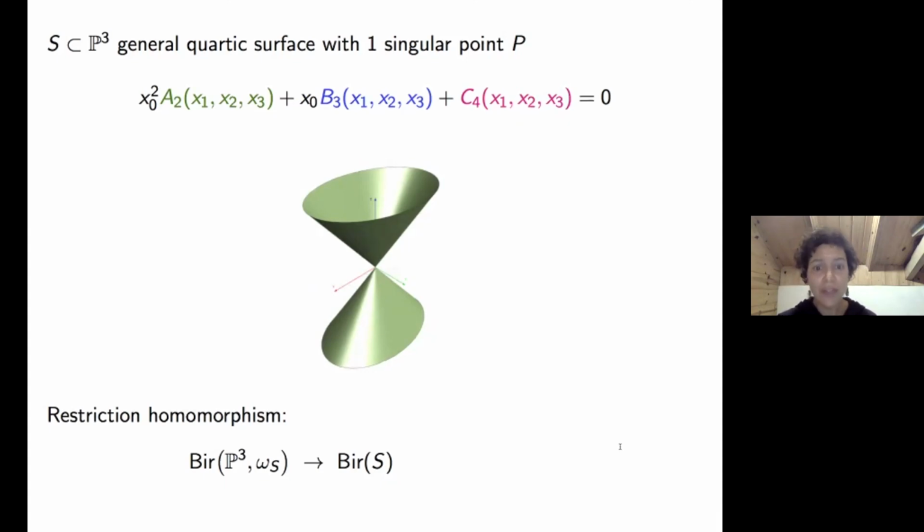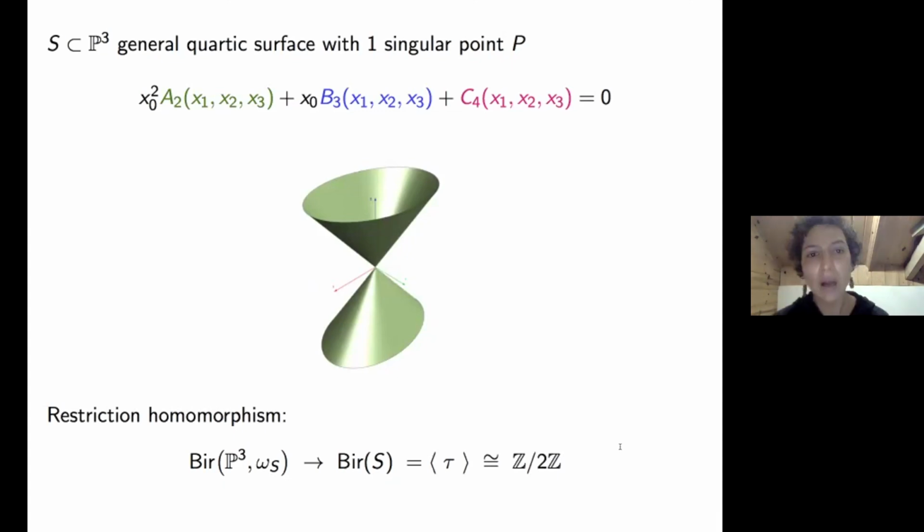Okay, so the first thing that I want to say is that the group of birational self-maps of this surface is very easy to compute. It is a cyclic group of order 2. So it's generated by this very natural involution tau. So let me describe this.